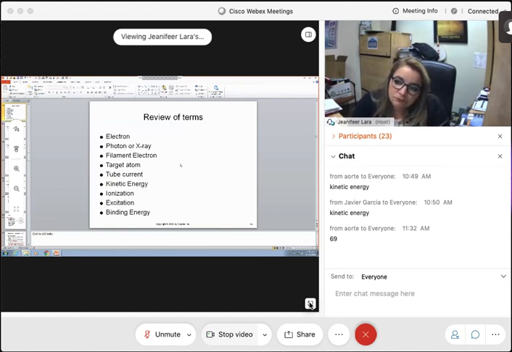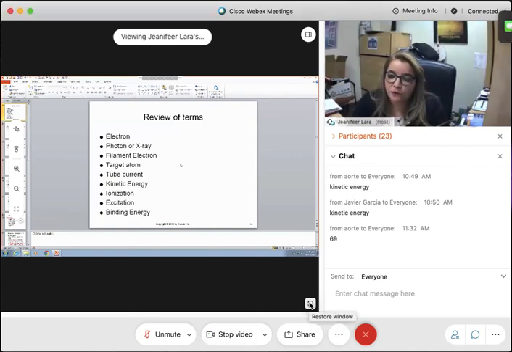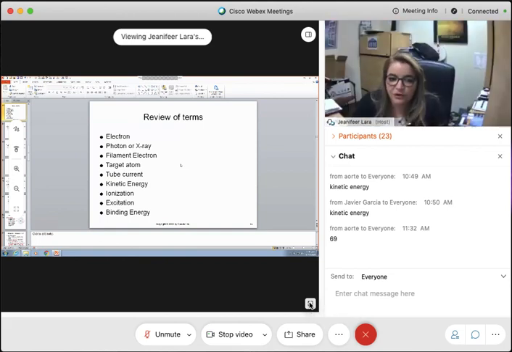It's the point on the focal track that it hits. So it's an abundance. The actual focal spot has an abundance of what type of target atoms? What kind of atoms are they? What's their atomic number? Tungsten, 74. Good. Yeah, tungsten atoms. Thank you.